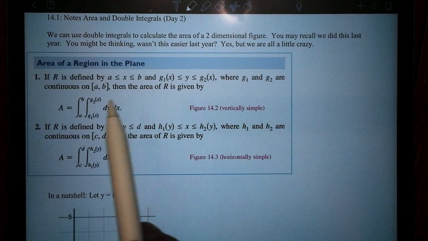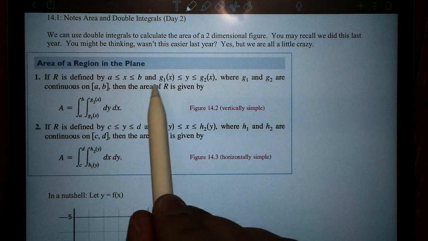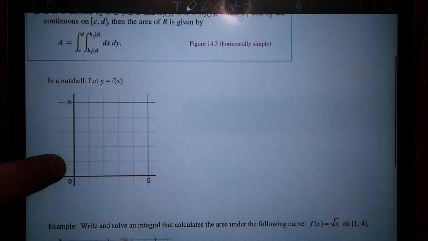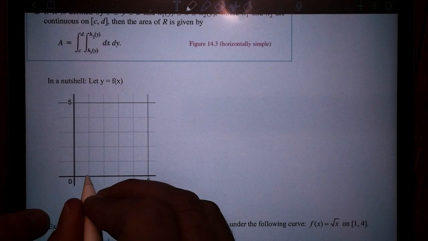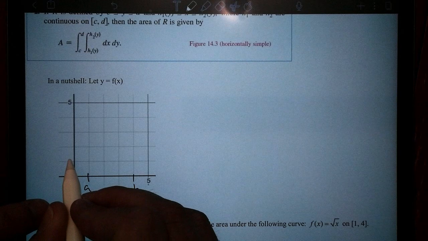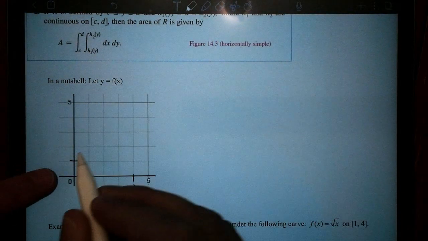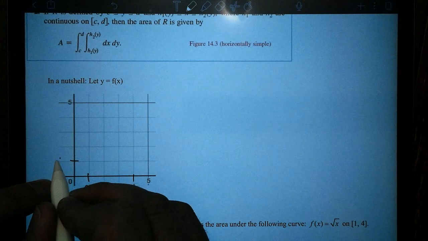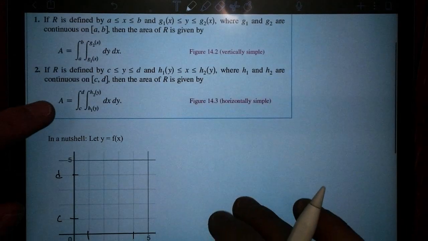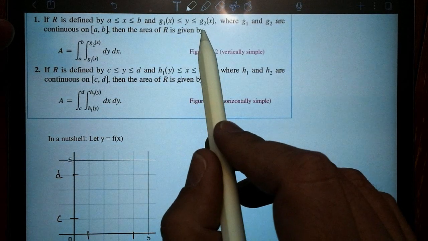So basically what it says is, if R is a region defined with X between A and B and Y between two different Y values. So if I'm looking at a region down here, such as down here, and I have my X values going from A to some value B, and I have my Y values going from, let's say, what did they use? They use G, so I'm going to use different letters here, so I'll use C and D for my Y values. And that's what this says here. So we have our X values going between two different numbers and our Y values going between two different numbers.